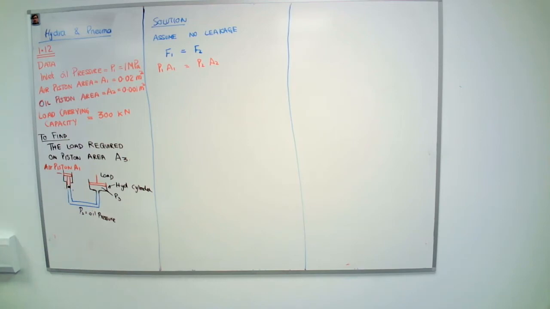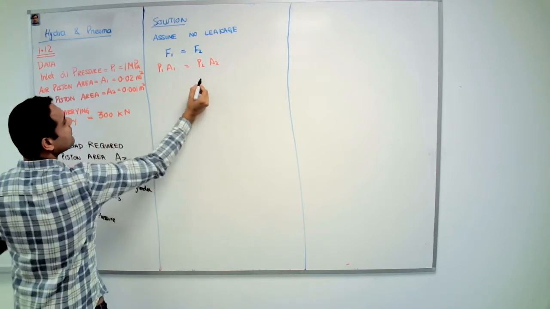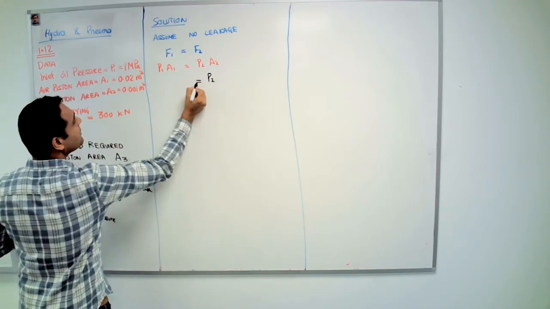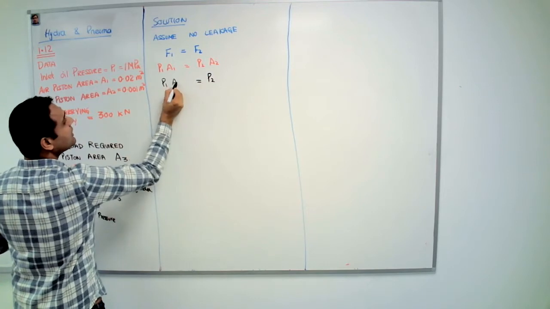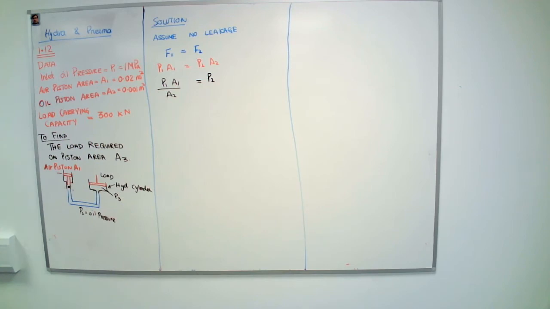I can rearrange that one to find the P2. So the P2 is going to be P1 A1 over A2. When you do area, you can just have the ratio of the square of the diameter rather than writing pi r squared, because that's easier and simplified. So now let's have a look.